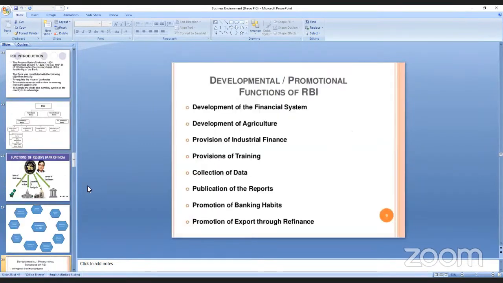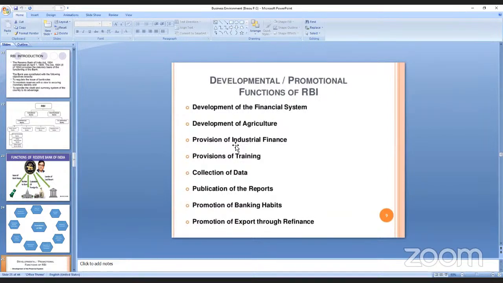And provision of industrial finance. These are very big industries which an individual person cannot establish. So finance is given to the people who are making the industries. And provision of training, collection of data, and publication of reports, and the promotion of banking habits of the people. And they are even promoting export through refinance.